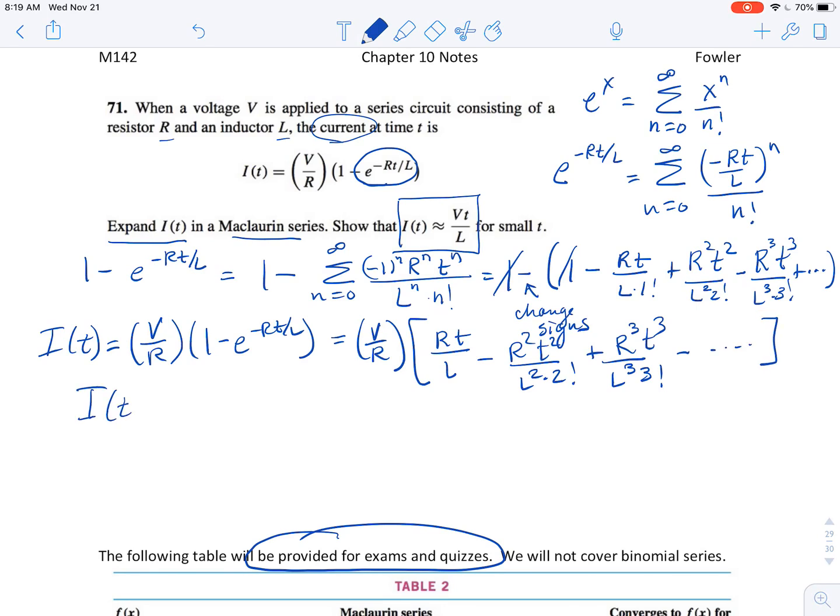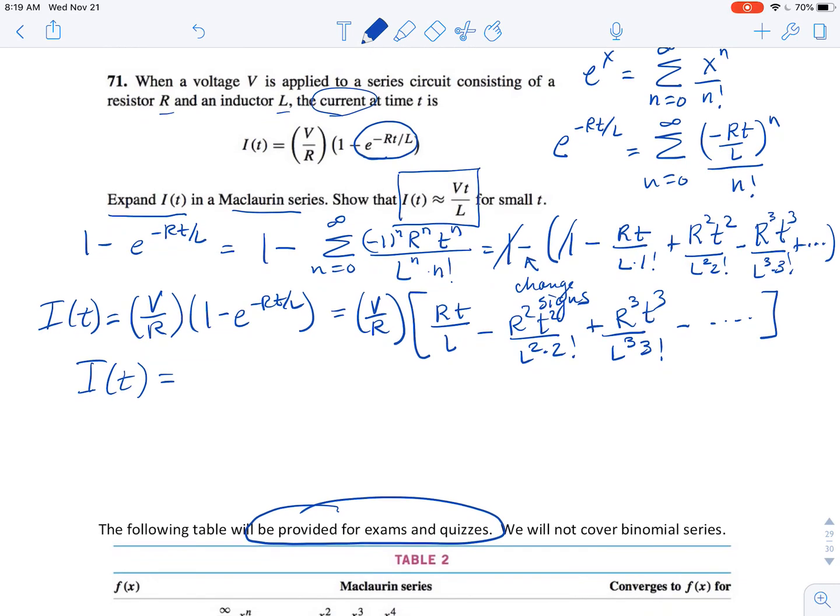And let's then multiply through by V over R. So let's see, that would be V, let me not do that, sorry. Let's just write out a few terms. The first term would be VT over L. The second term, let's see, we would have an RT squared over L squared 2 factorial times V. The next term would be VR squared t cubed over L cubed times 3 factorial.